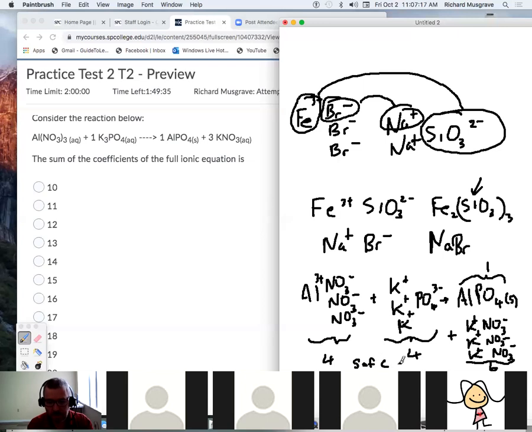So that's a way you can kind of shortcut it a little bit. All you're doing is just drawing out what they split into as ions, knowing that a solid doesn't split into ions, and then just adding everything together at the end. So that's how you do that. It's actually not that bad if you do it that way. Does anybody have any questions about that one?